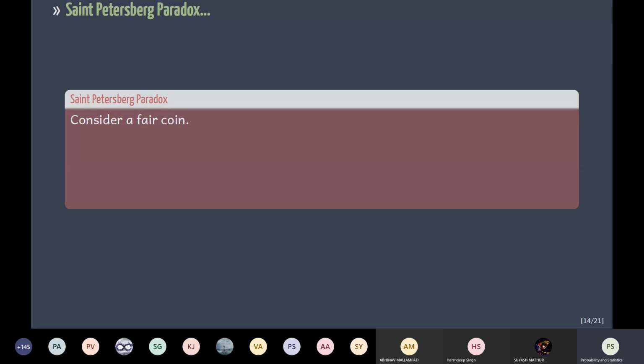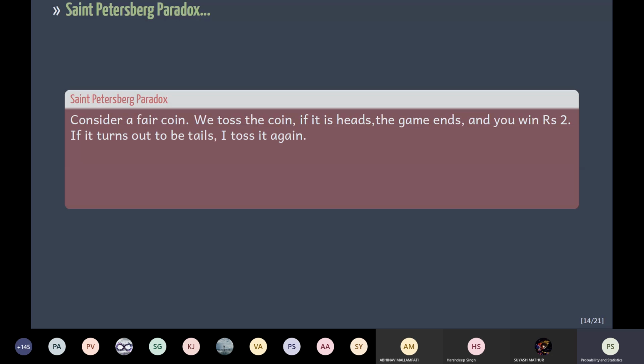Okay. So we can start with some other, more tricky problems. Let us see a game. So consider a fair coin. We toss the coin, and if it is heads, the game ends. Okay, if it is heads the first time, the game ends and you win 2 rupees. If it turns out to be tails, then I will toss it again. The game doesn't end until the head comes. So in the first case, you got 2 rupees.